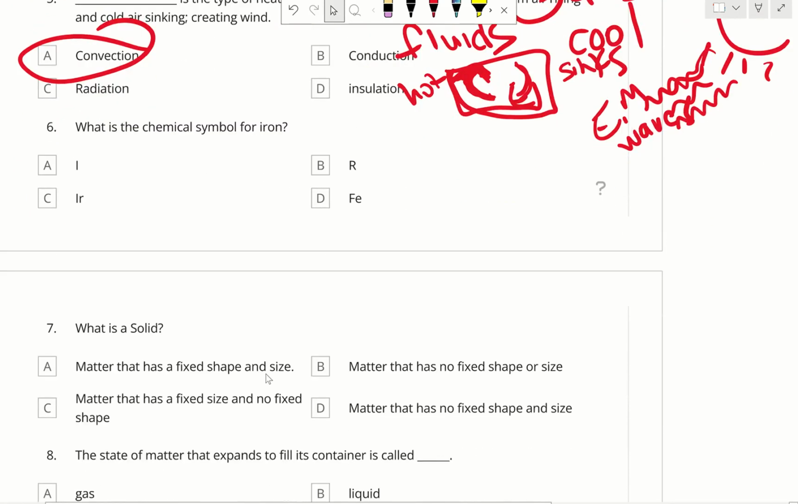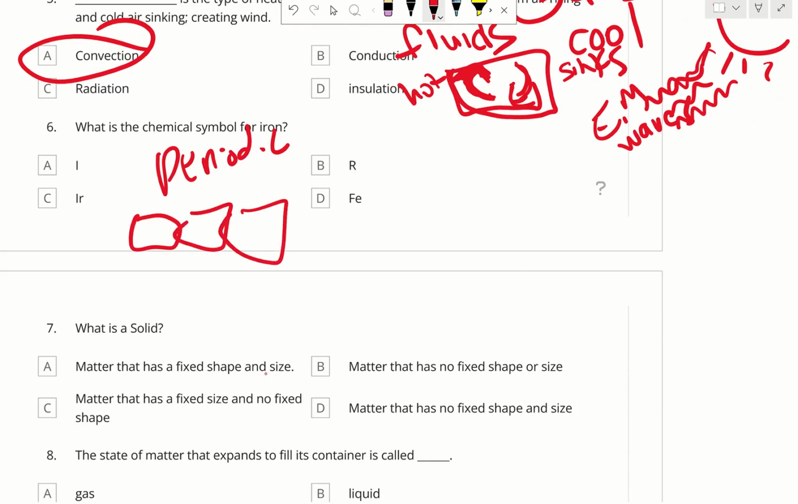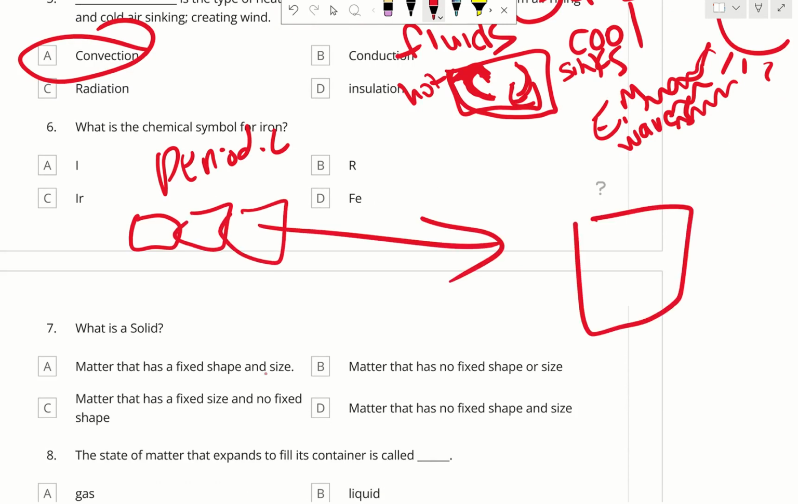Number 6, I don't think you have to know this for the exam, but if you have a periodic table, that chart with all the elements, if you zoom into one of them, you will see Fe, and the element that is iron. So, Fe.